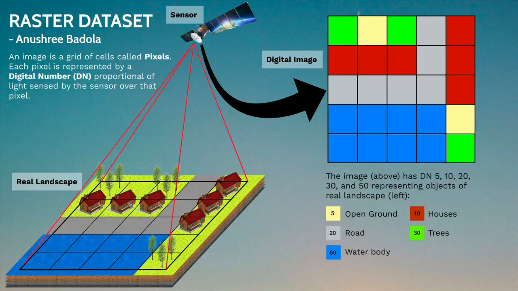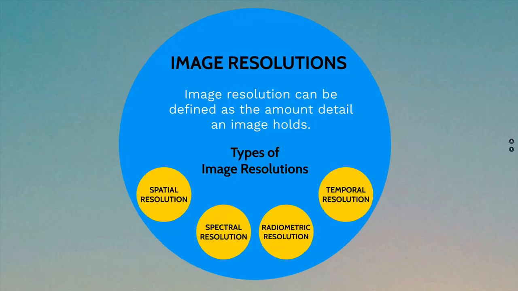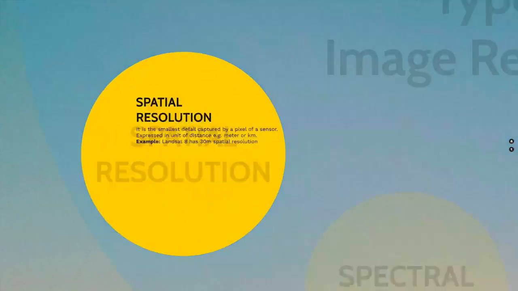Now we will see what kind of details we can get from our captured image. For that, we will learn about image resolution. The resolution of an image refers to the potential detail provided by the imagery. In remote sensing, we refer to 4 types of resolution: spatial, spectral, radiometric, and temporal. Let's get to know about each of them.